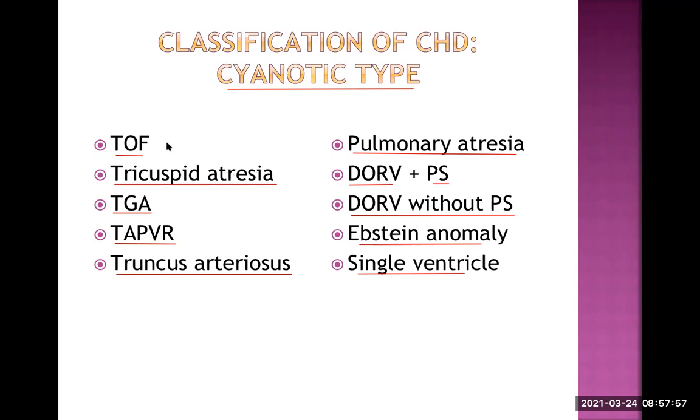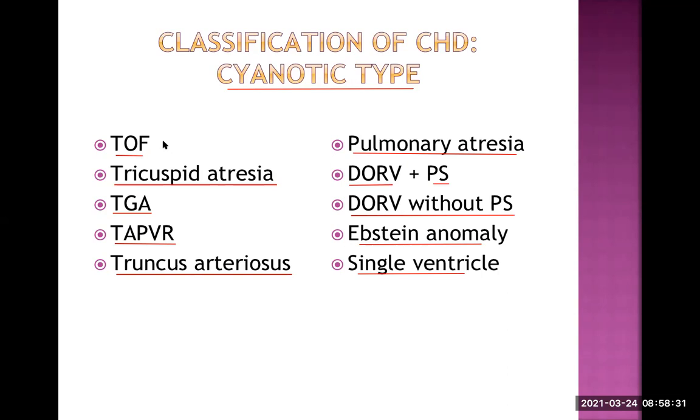Now, can anyone tell me what are the four components of tetralogy of Fallot? Sir, pulmonary stenosis, ventricular septal defect, overriding of aorta, and right ventricular hypertrophy. Yes, right ventricular hypertrophy, good. Pulmonary stenosis. VSD. Excellent. Now listen here.